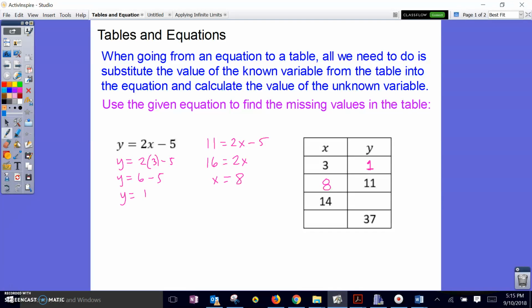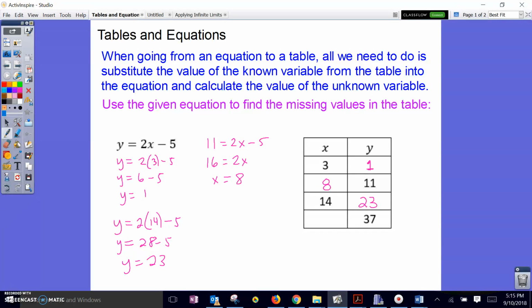Here in the third row, we have that x is 14. So we're going to put 14 into the equation in place of x and calculate. 2 times 14 gives me 28. And then 28 minus 5 gives me 23. And so that's going to be my y value that goes into the table there.